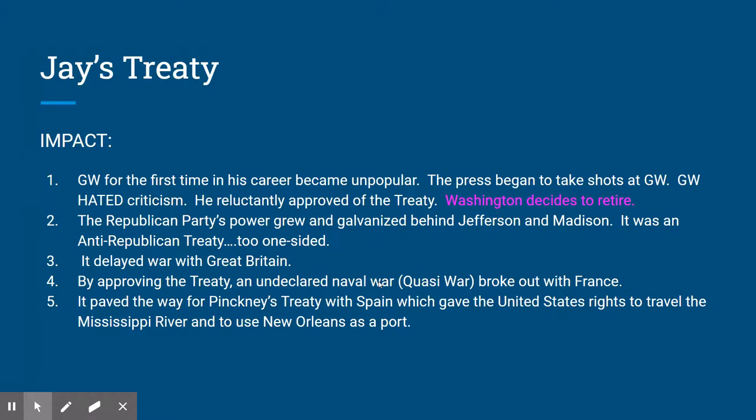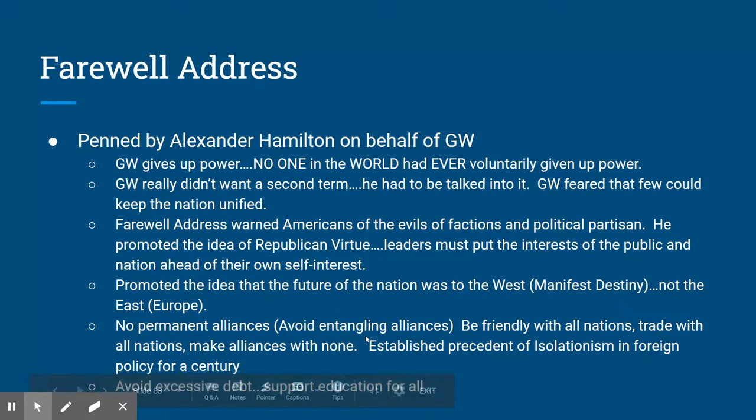And like mentioned in the previous slide, this treaty with the British paved the way for a second treaty called Pinckney's Treaty. It's also a note card term, which was a treaty with Spain, which ultimately gave the United States full rights to travel the Mississippi River and to use New Orleans as a port. So having been convinced that it's time to retire, Washington asked Alexander Hamilton to write what's called the Farewell Address. He wants Hamilton to essentially, speaking for the president, give some last bits and pieces of advice for the future.